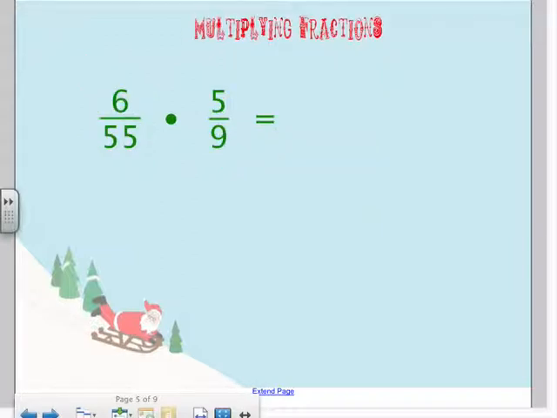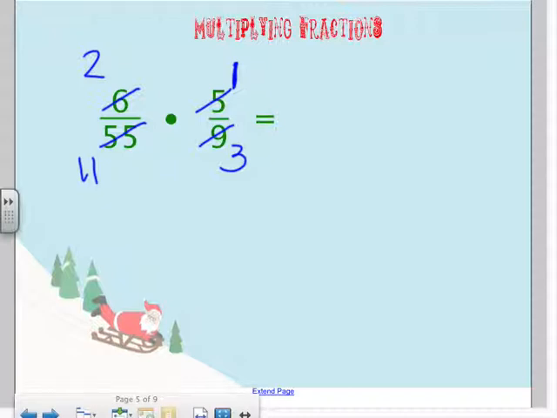All right, same thing here. Hit pause and then hit play to get your answer. All right, let's look for some simplifying. 6 and 9 can both be divided by 3. 5 and 55 can both be divided by 5. Make sure you fill in this 1 here because you don't want to forget about what's there.